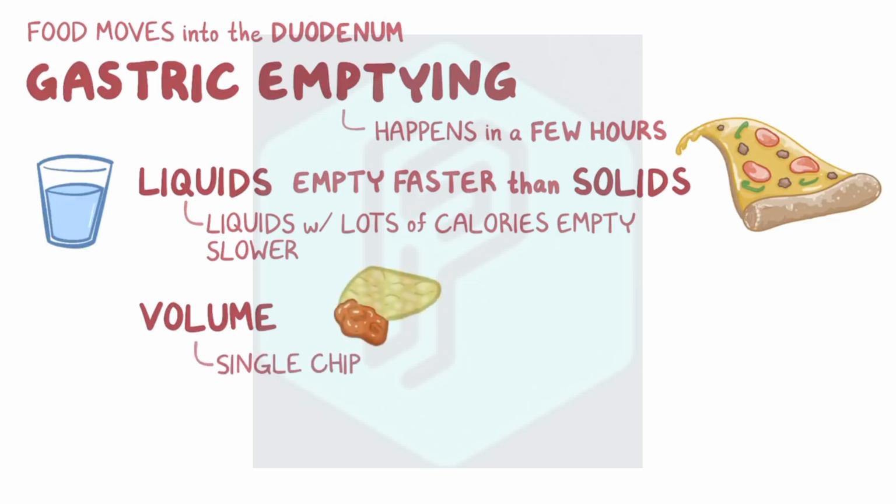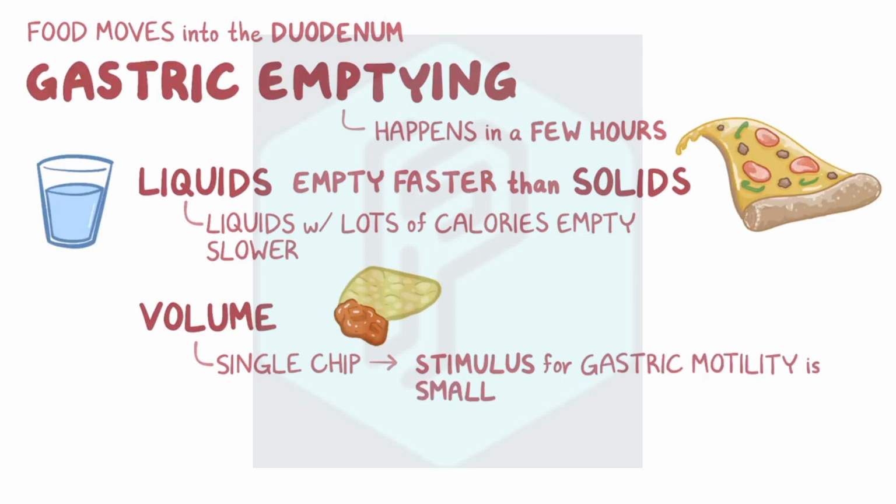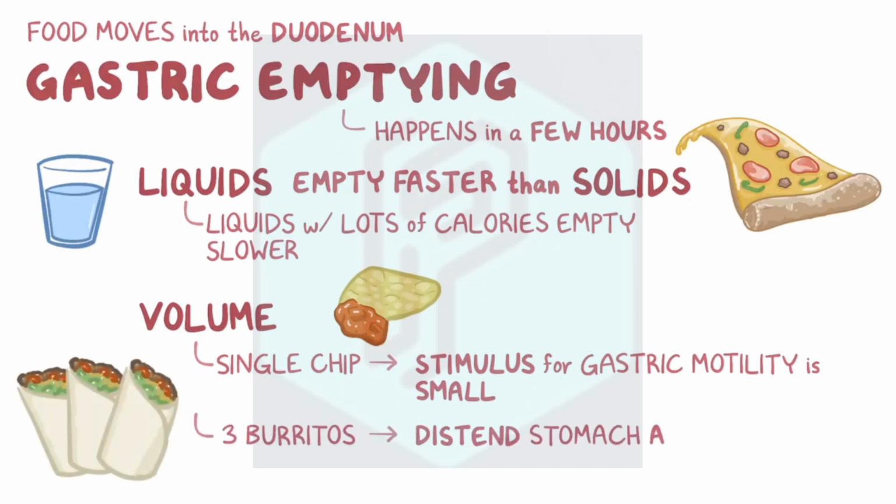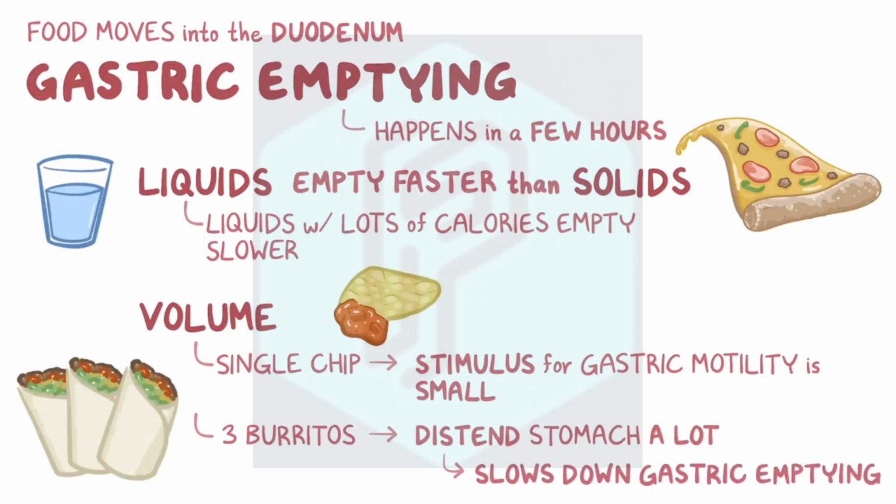Eating a single chip with salsa won't distend the stomach very much, so the stimulus for gastric motility is relatively small, meaning that the chip might hang out in the stomach for a while. On the flip side, eating 3 burritos will distend the stomach quite a bit, and that'll also slow down gastric emptying since there's a lot to break down. Like most things, the most efficient gastric emptying takes place somewhere in between.